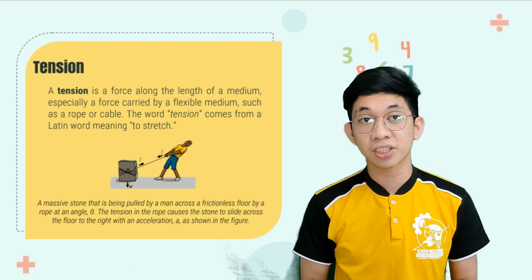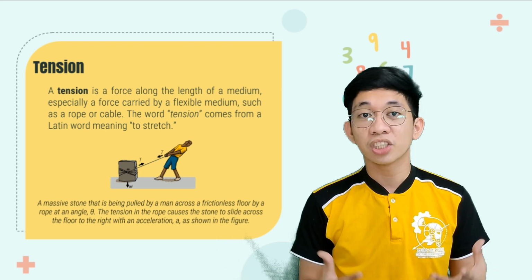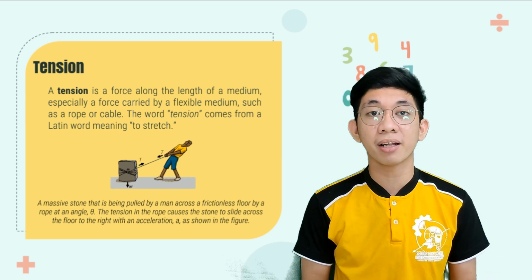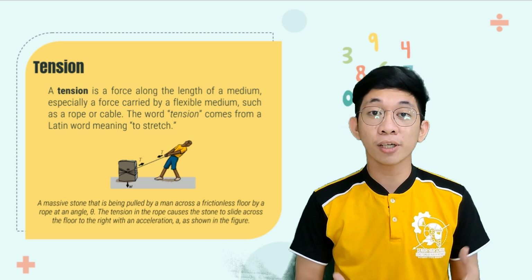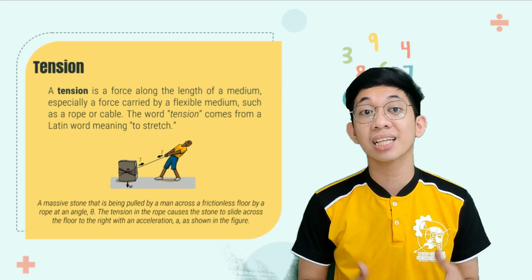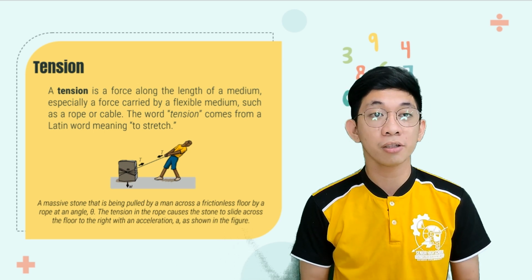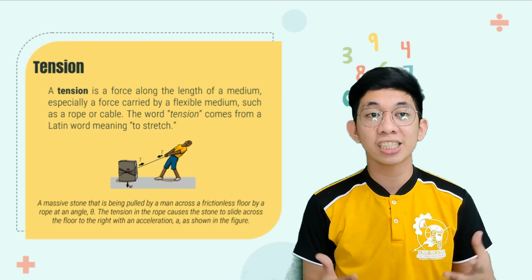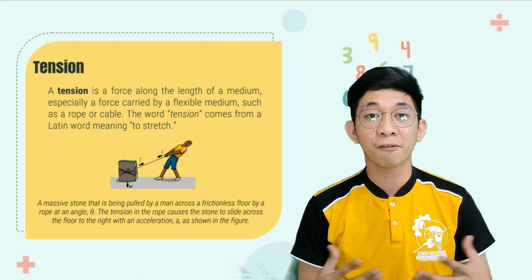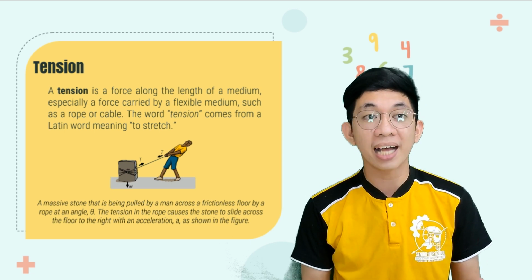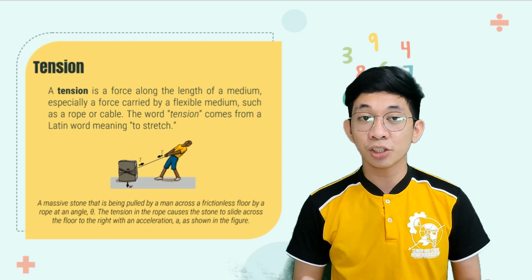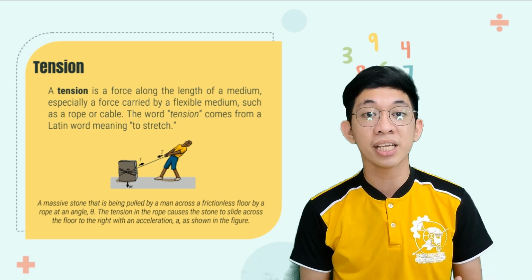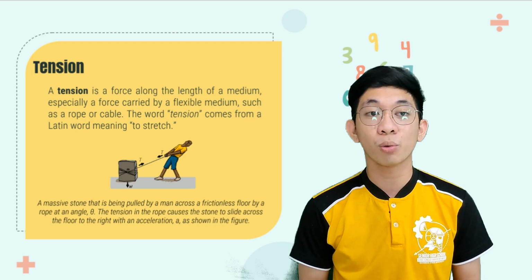Any flexible connector such as a string, rope, chain, wire, or cable can exert pulls only parallel to its length. Thus, a force carried by a flexible connector is a tension with direction parallel to the connector. Another example of tension is a massive stone that is being pulled by a man across a frictionless floor by a rope at an angle theta. The tension in the rope causes the stone to slide across the floor to the right with an acceleration a, as shown in the figure.